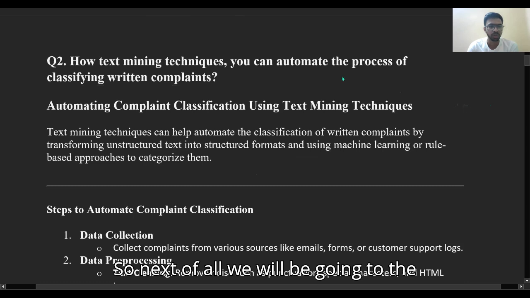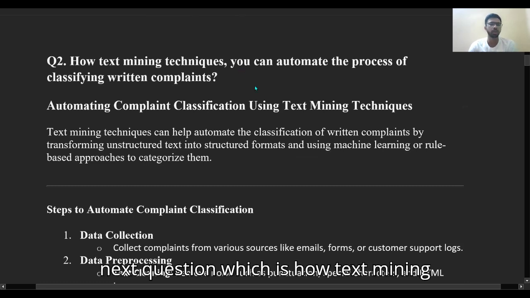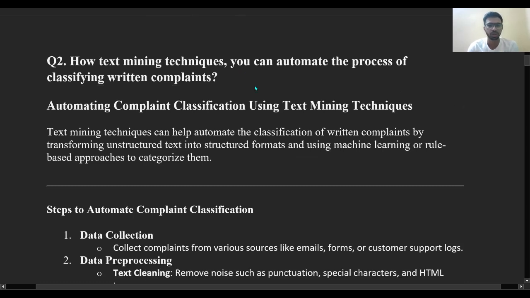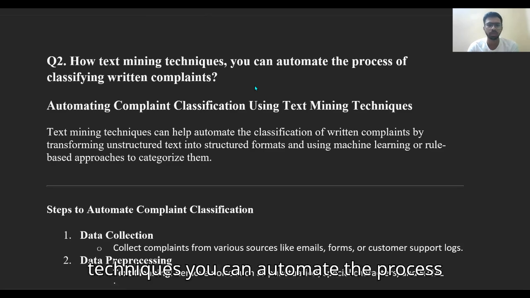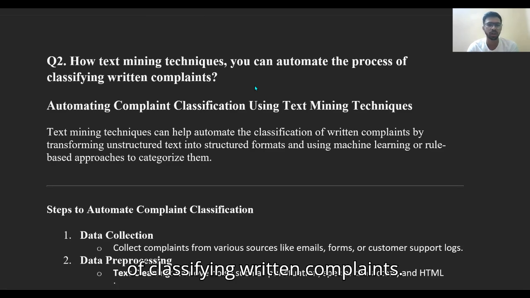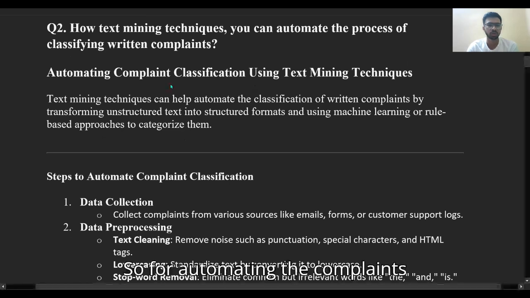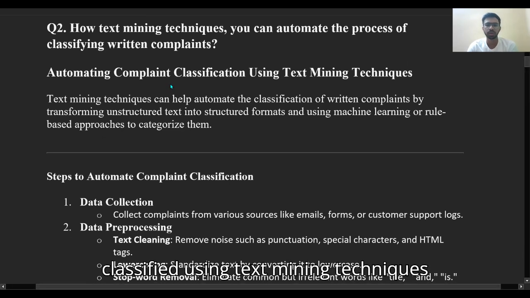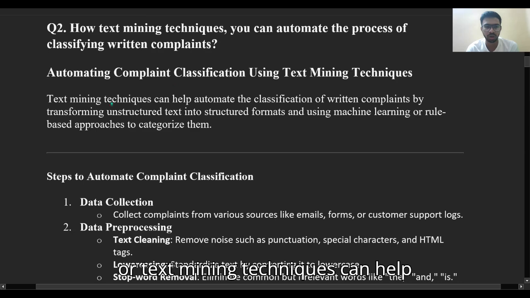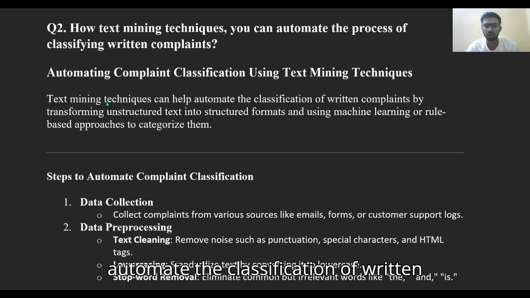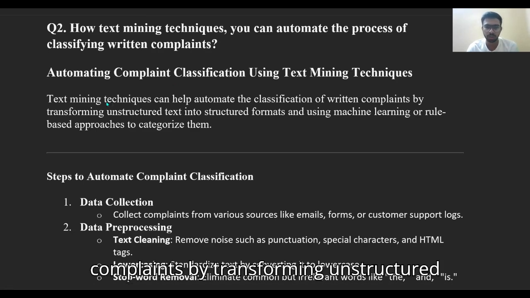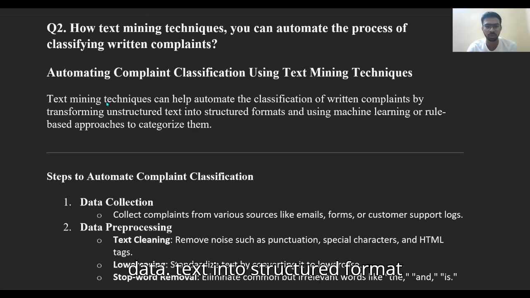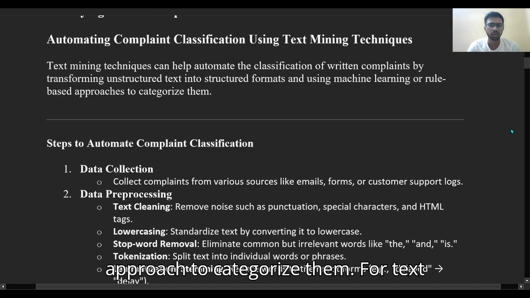So next, we will go to the next question, which is how text mining techniques can automate the process of classifying written complaints. So text mining techniques can help automate the classification of written complaints by transforming unstructured text into structured formats and using machine learning or a rule-based approach to categorize them.